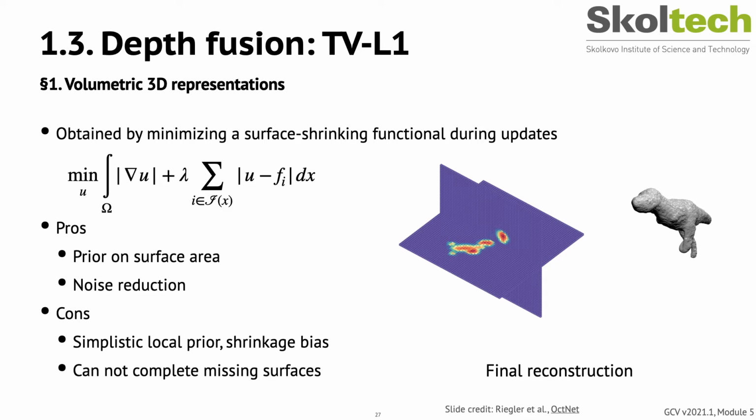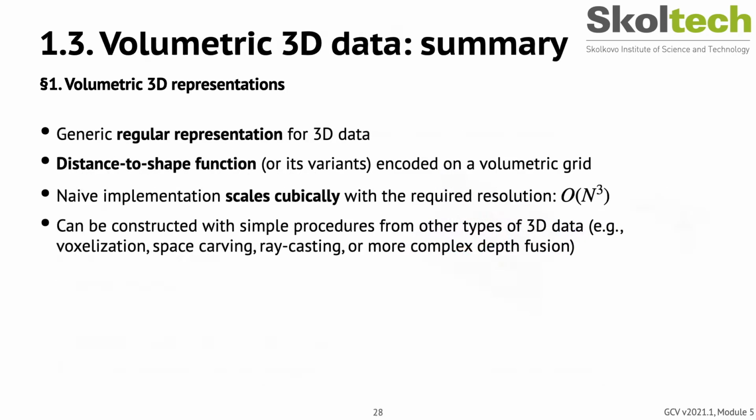It integrates the prior on surface area and is able to efficiently perform noise reduction. However, it also leads to over-smoothing of the surface and sometimes to removing geometric features such as sharp geometric features. Right. And it also cannot complete missing surfaces, of course, because it doesn't know anything about them.